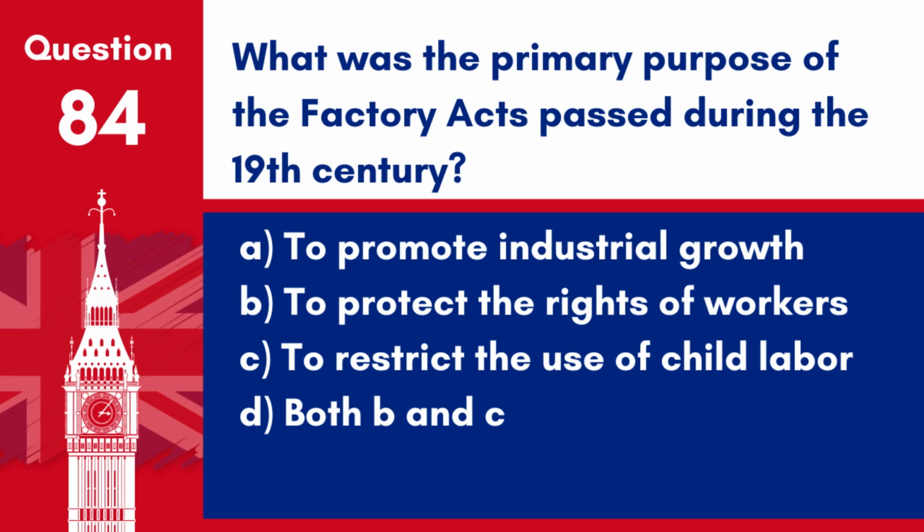Question 84. What was the primary purpose of the Factory Acts passed during the 19th century? A. To promote industrial growth. B. To protect the rights of workers. C. To restrict the use of child labour. D. Both B and C. Answer. D. Both B and C. The Factory Acts were a series of laws passed to protect the rights of workers, particularly children, by regulating working hours and conditions in factories.